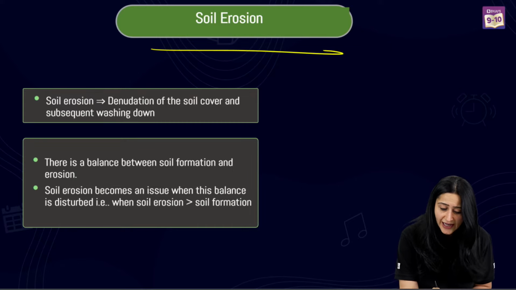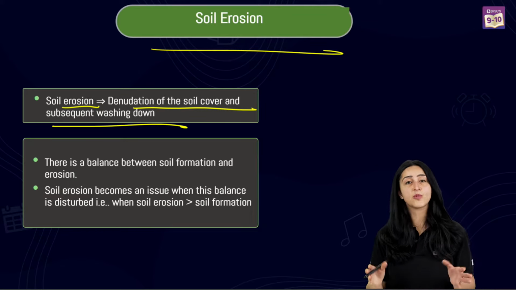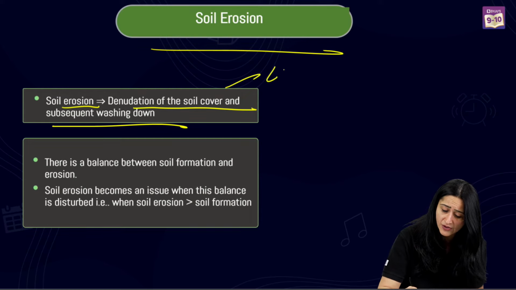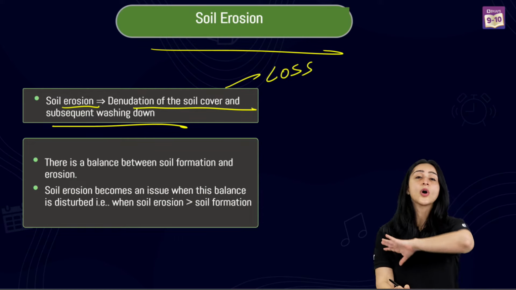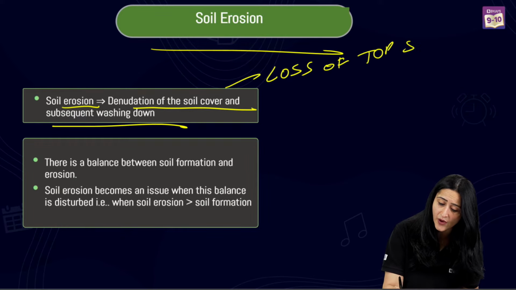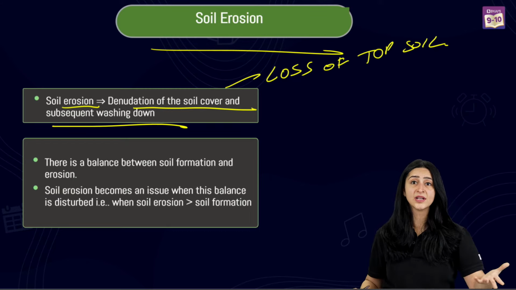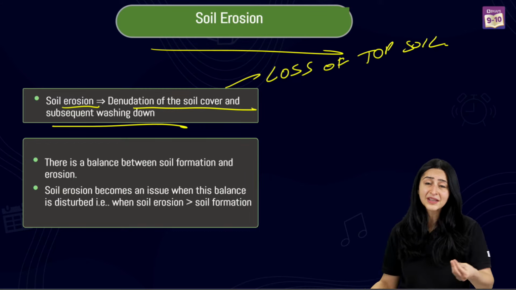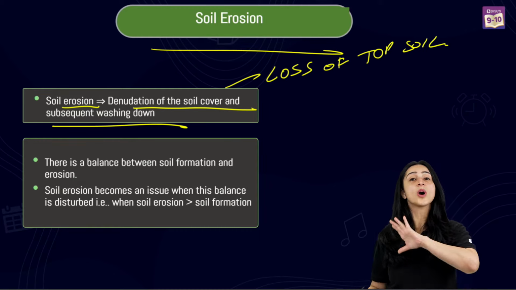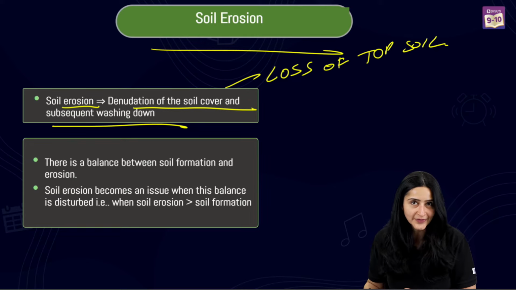Well, soil erosion is the denudation of the soil cover and the subsequent washing down. So again, very simply, we are basically talking about the washing away or the removal or the loss of the first layer of soil, which is basically the topsoil, right? And this topsoil is so very important to us because that's the one that actually helps us to live, right? So it is the washing away or the removal of the top layer of soil, right?